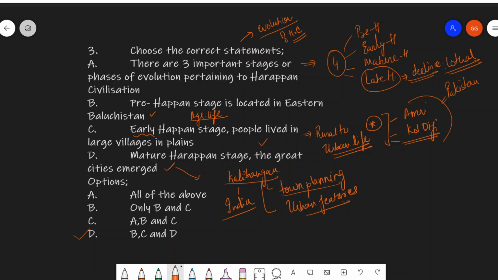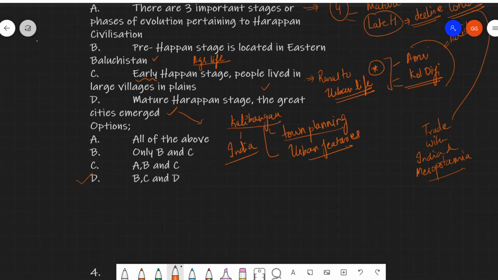Lothal remained an emporium of trade between the Harappan civilization and the remaining part of India, and especially trade with Mesopotamia. So these are the important things that you need to know about the evolution of the Harappan civilization.